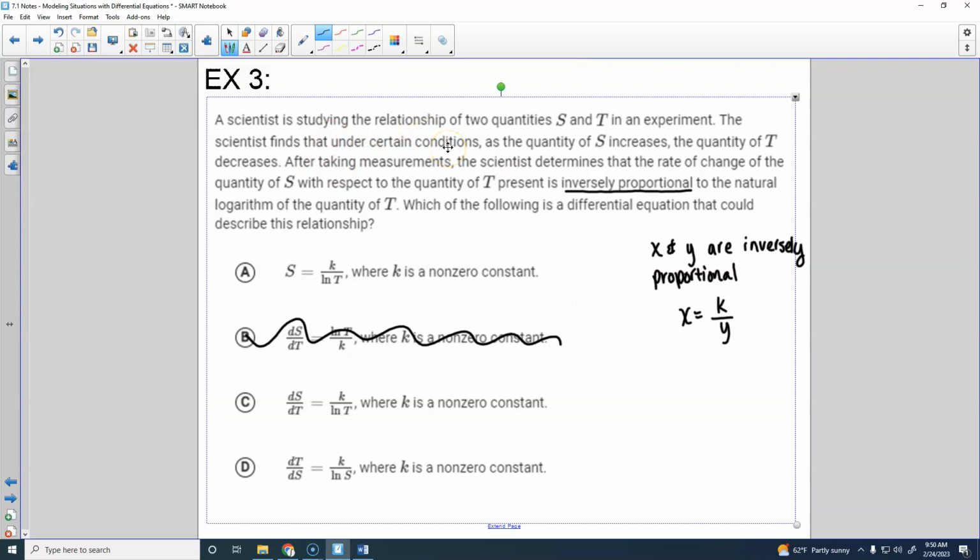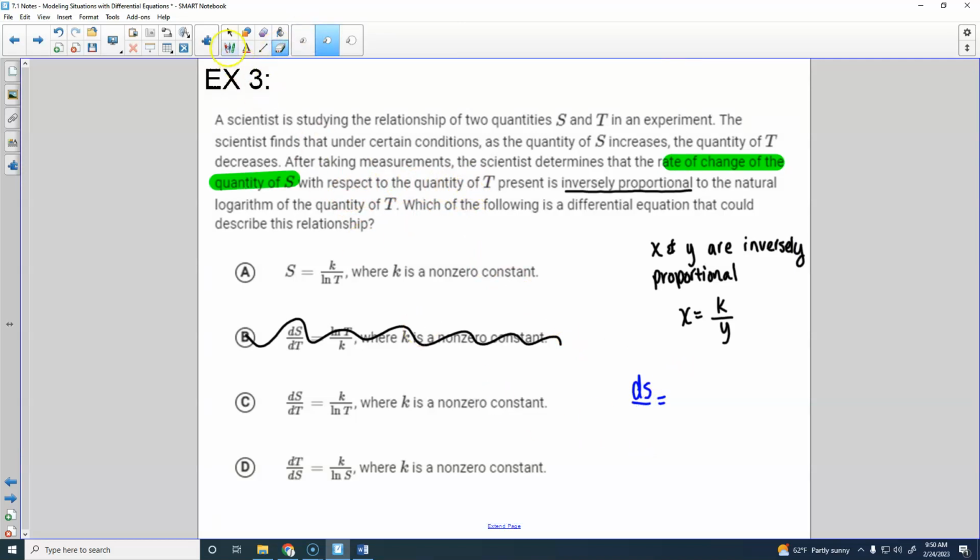So it tells us that the scientist finds that under certain conditions, a quantity of S increases. The quantity of T decreases. So we're looking at the rate of change of the quantity S, so that's our dS/dt. With respect to, oh wait, that should be a capital T, because it's dS with respect to the quantity of T, big T, is inversely proportional, K over the natural log of T.